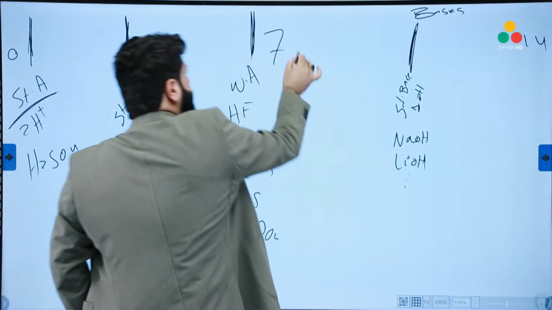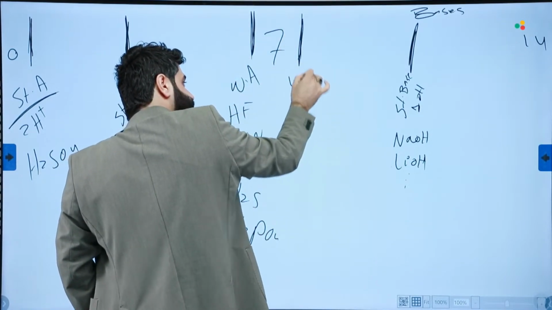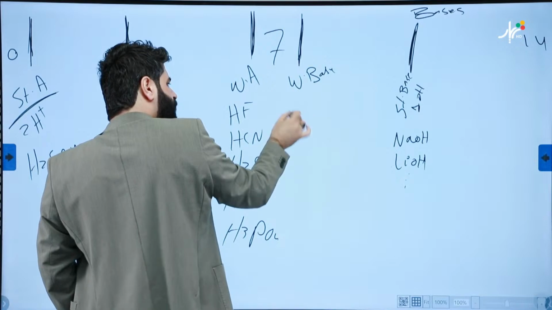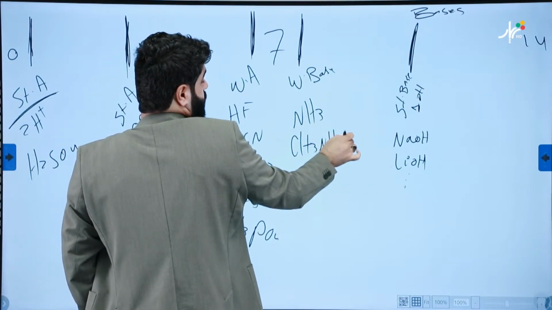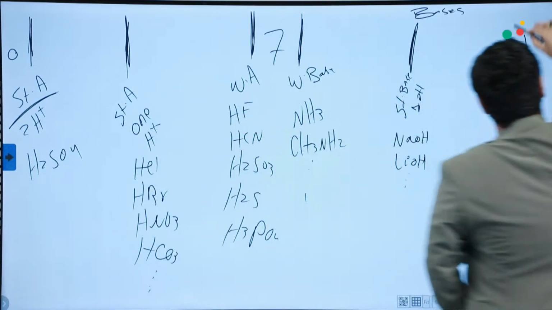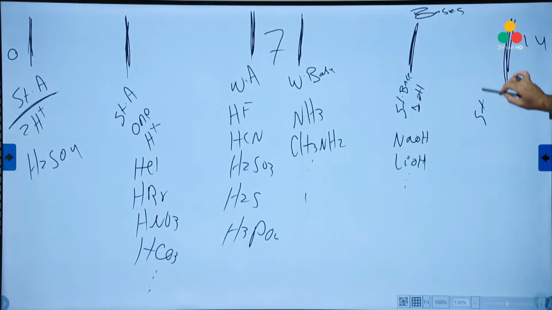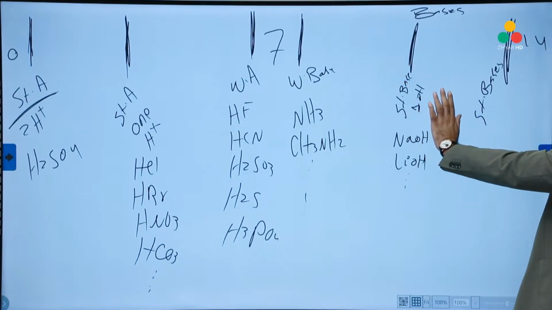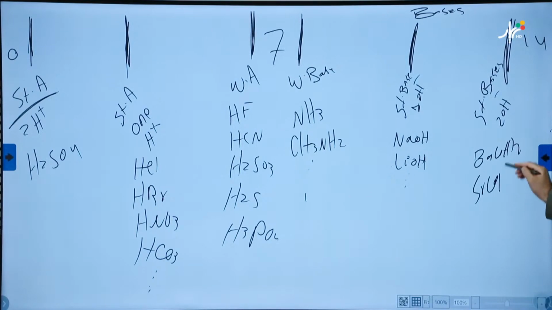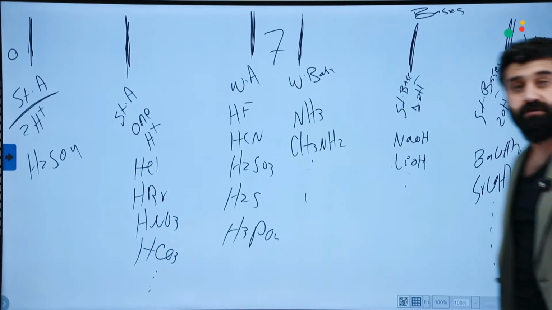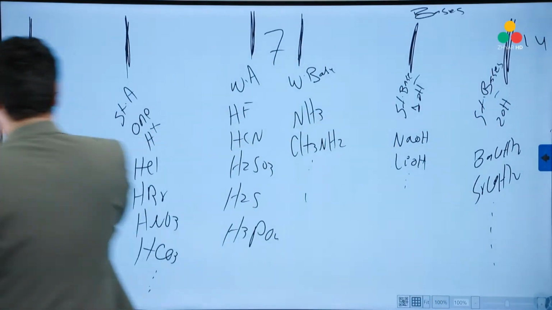How about here? This is for the weak bases. Weak bases like what? NH3, CH3NH2, and so on. How about here? This is for the strong bases again, but this time we need to have 2 OH groups. Like what? Ba(OH)2, Sr(OH)2, and so on. Just like this. Very good.